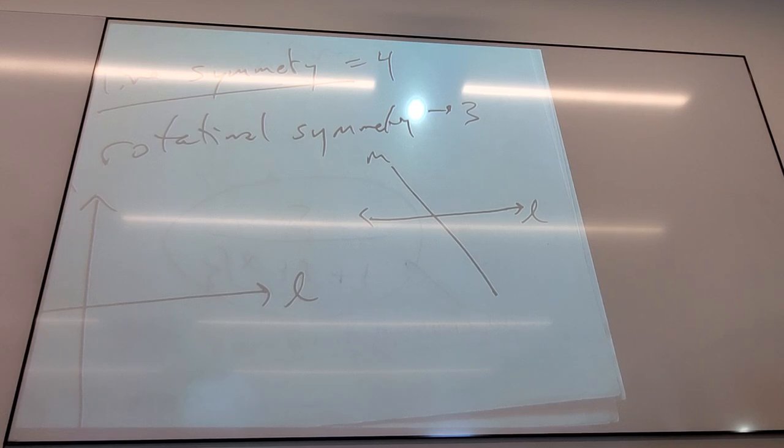Now, what if I fold that so that line L folds on itself? What would I see that would tell me that M is not perpendicular?